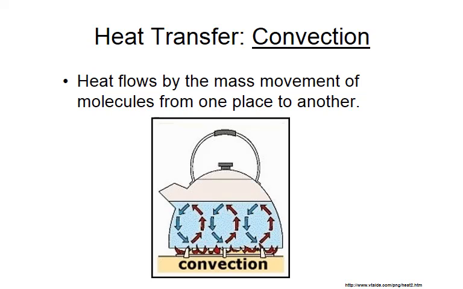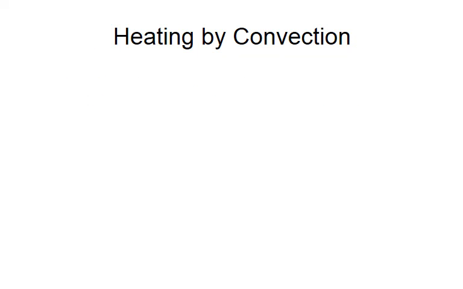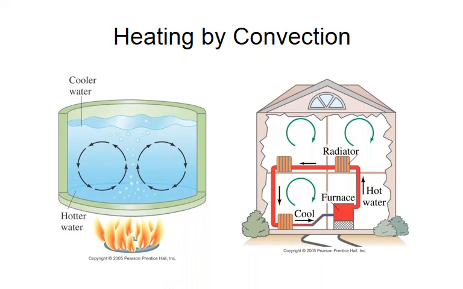So transfer by convection is where heat flows from one place to the other by the mass movement of molecules from one place to another. You can see that in this pot here, right? The warmer water rises, the cooler water descends, and we have that flow around. And then heating by convection, we have the molecules coming up, going down, coming up, coming down.